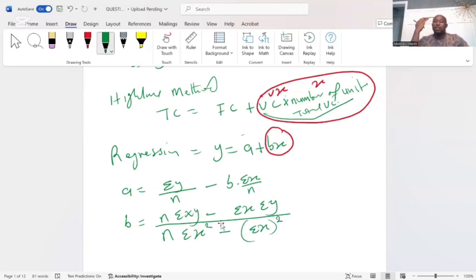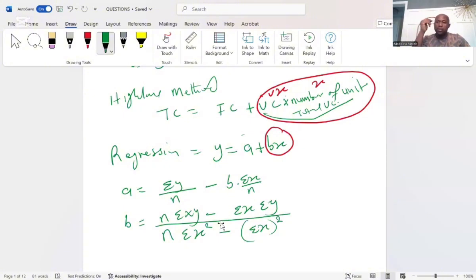Let's go over regression again. Let's take our time. It's very important. This is an important topic for management accounting, performance management to be specific. Regression analysis: y equals a plus bx. We see the similarities and differences between the high-low method and regression analysis. And how do we get a? a is the sum of y divided by n minus b times the sum of x divided by n. And for b, it is n times the sum of xy minus the sum of x multiplied by the sum of y, all divided by n times the sum of x squared minus the sum of x, whole squared.